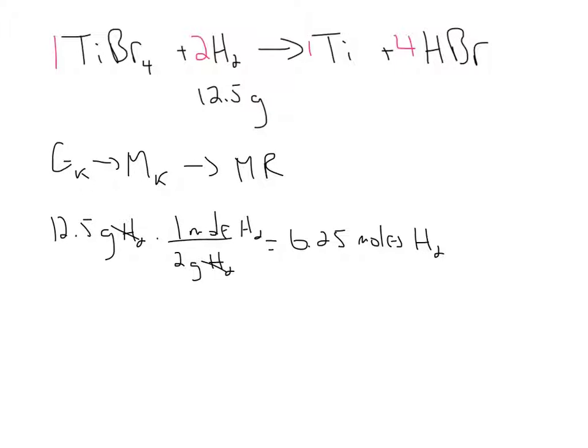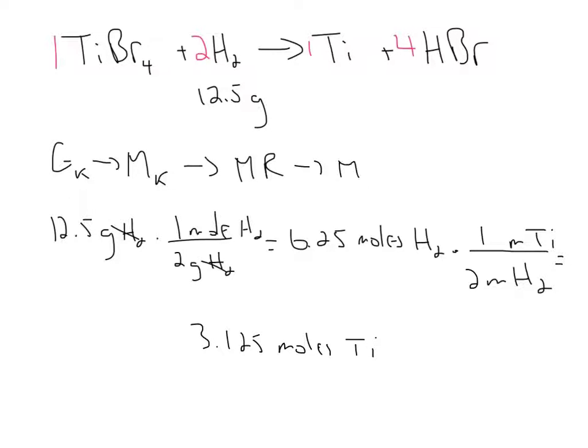Okay, now the next thing we want to do is go to the mole ratio. So for this, we'll just pick the titanium here. So it's a 2-to-1 ratio. So when we write our conversion factor for this, we know hydrogen's going to go on the bottom because we always put same units opposite each other, so they cancel. So moles of hydrogen goes on the bottom, and then this is going to be moles of titanium. And we can see it's a 2-to-1 ratio, so this is going to be 2 and 1. So this is going to come out to 3.125 moles of titanium.